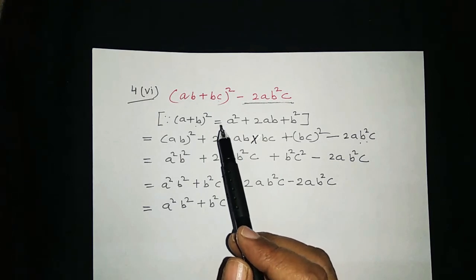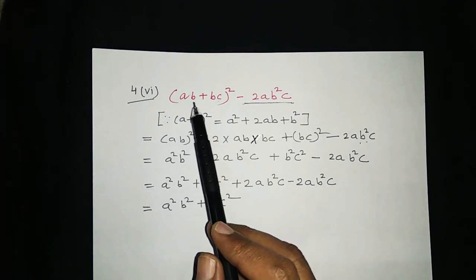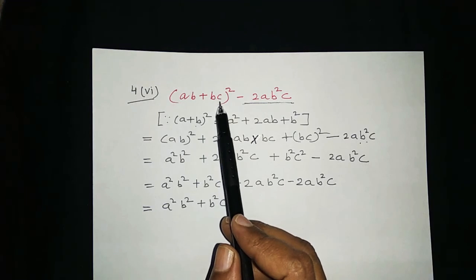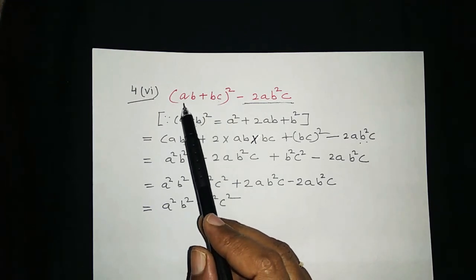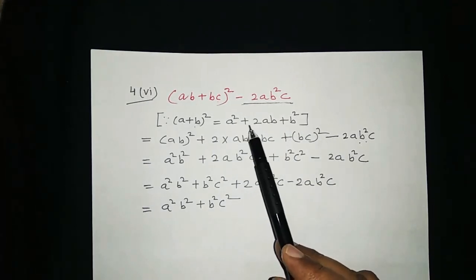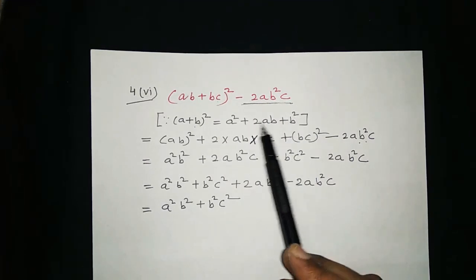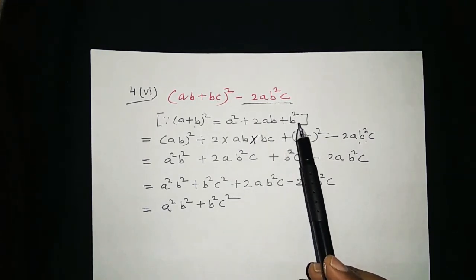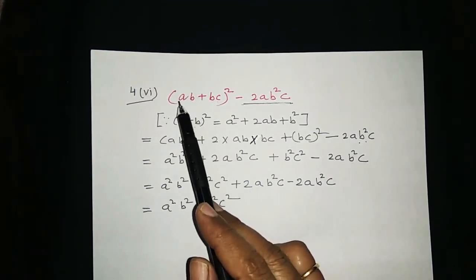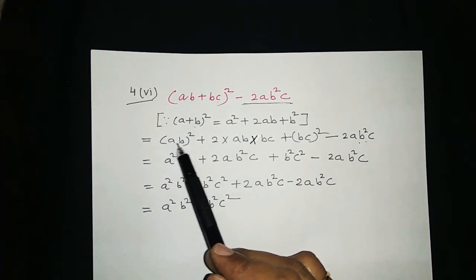plus B square. Now after this we will think what is A and what is B. Here A is AB and B is BC. So for A we will write AB and for B we will write BC. So we will put the values of A and B on the right hand side of the identity which we are going to use. Here for A we will write AB, and the square we will put after making the bracket.